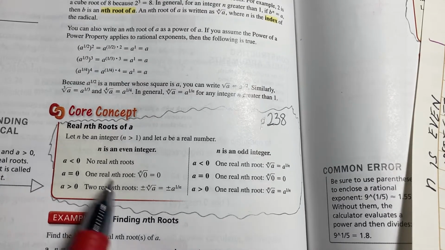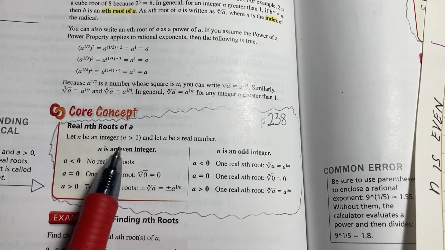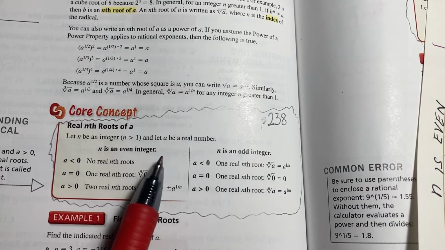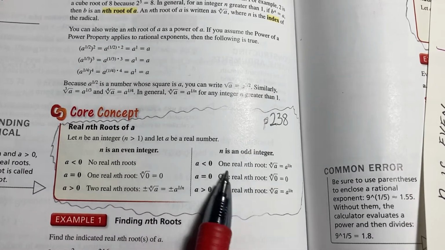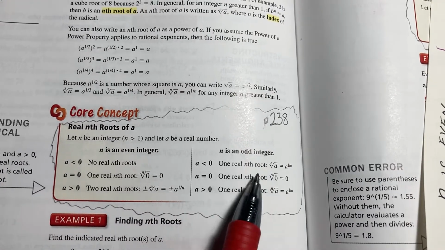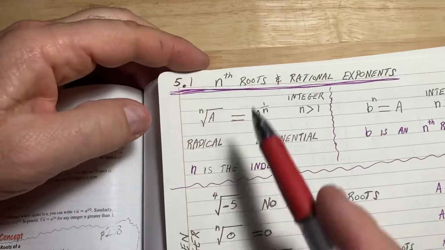So I'll go over this. This is if n is an integer, it has to be positive, and a is a real number. When n is an even integer, you have this stuff. When n is an odd integer, you have that stuff. Let me go over that. What does this mean?